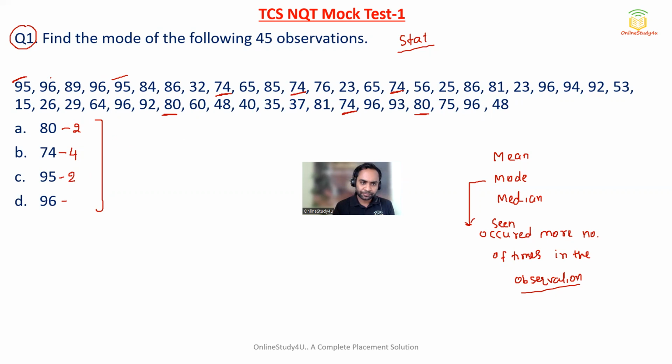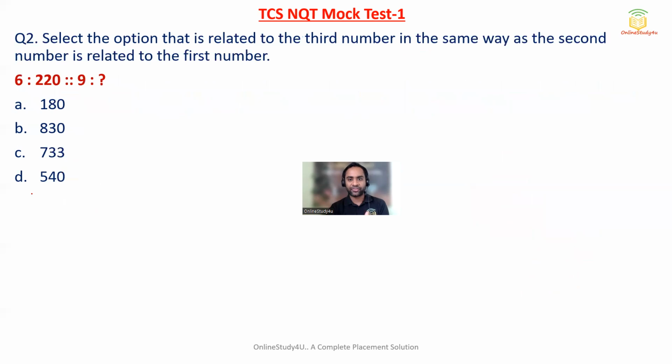Then 96: one time, two times, three times, four times, fifth time, and sixth time. So 96 has been seen six times. So what will be the mode? What will be your answer? Your answer will definitely be option D, 96, because 96 has occurred the most number of times, six times, in the observation. Okay, so question number one is done. This was a TCS 2022 question.